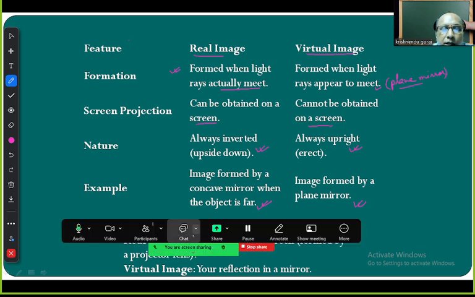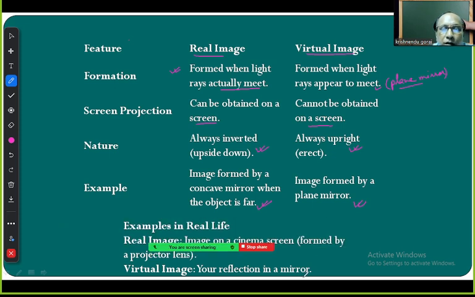Example in real life: a real image on a cinema screen found by a projector is a real image. A virtual image is your reflection in a mirror. This is the difference between real image and virtual image.